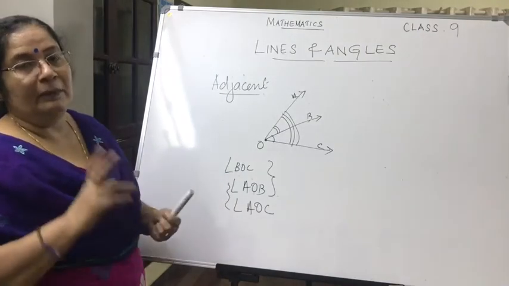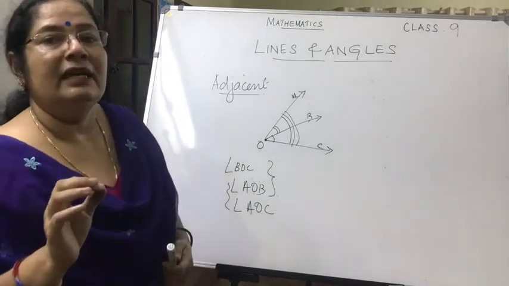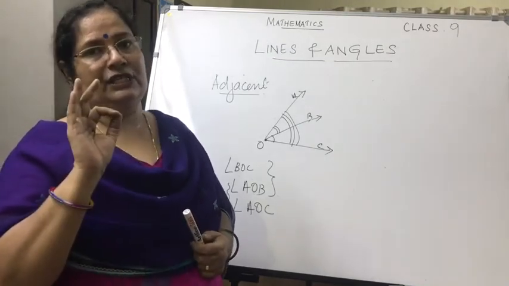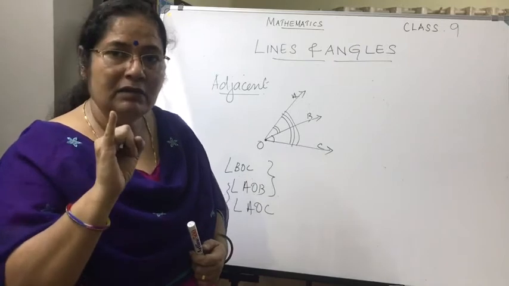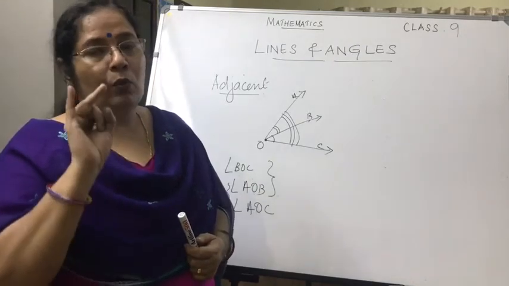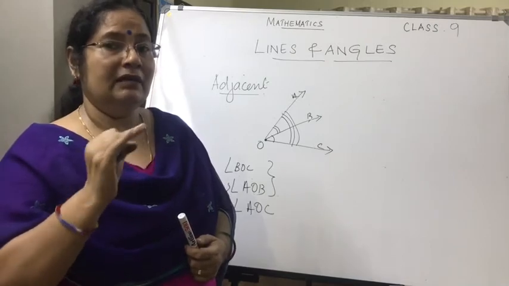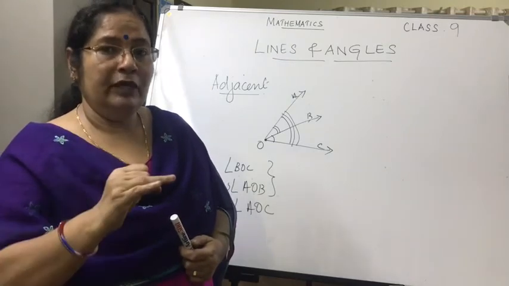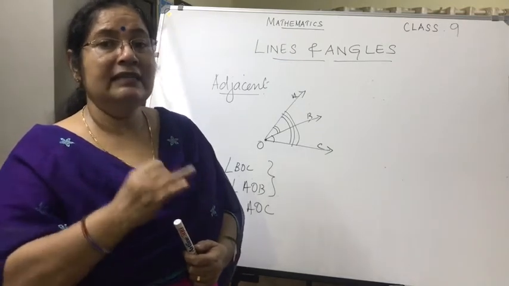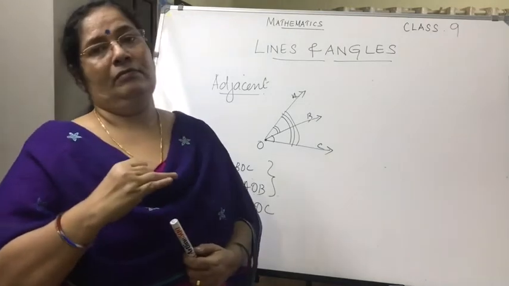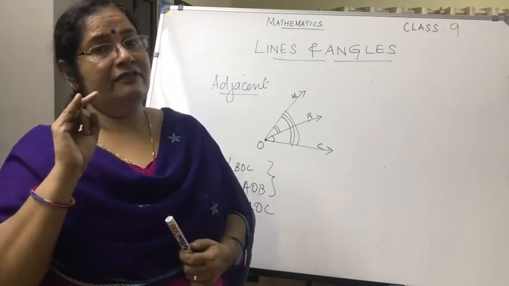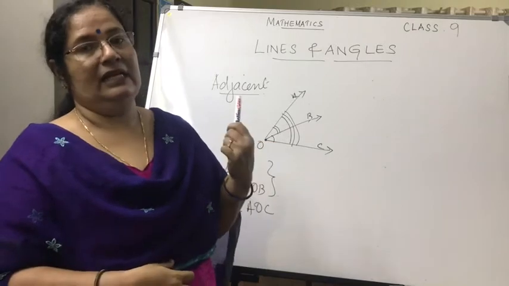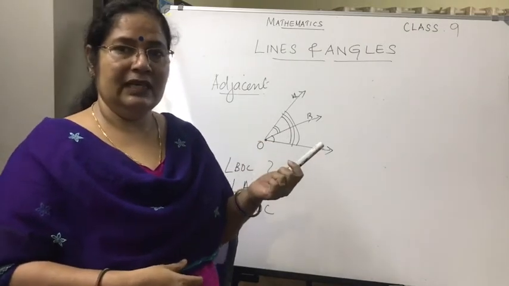No. So a pair of angles will be considered as adjacent angles if they satisfy all three conditions. Which are the conditions? They should have a common vertex, one arm should be common, and third, the non-common arms will be placed on either side of the common arm. If all these three conditions are satisfied, then the given angle pairs will be known as adjacent angles. Is it clear what adjacent angles are?